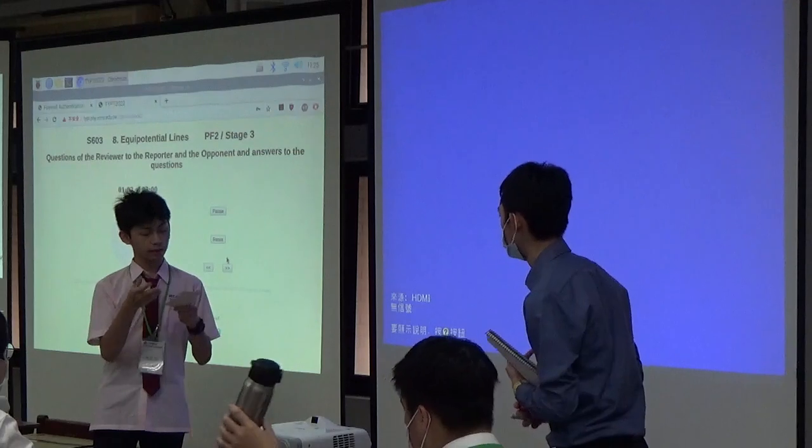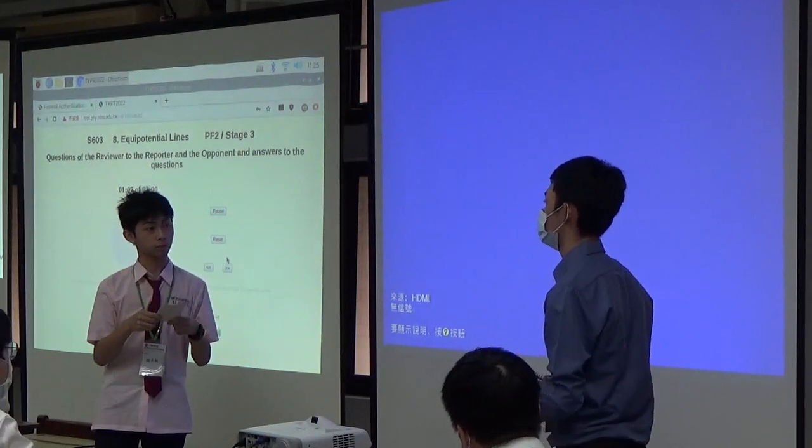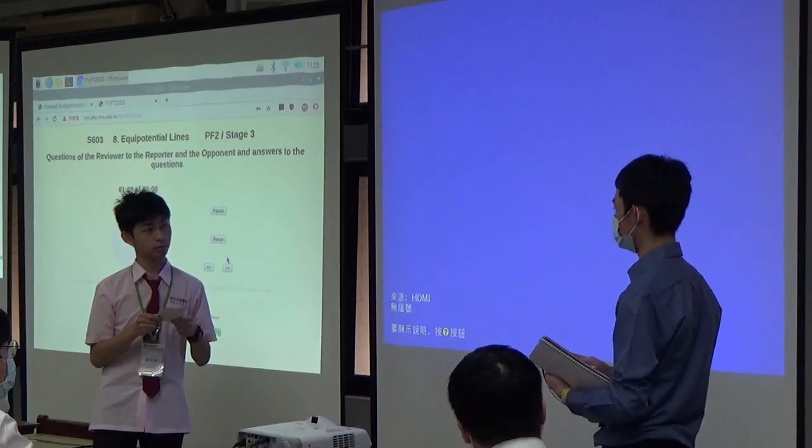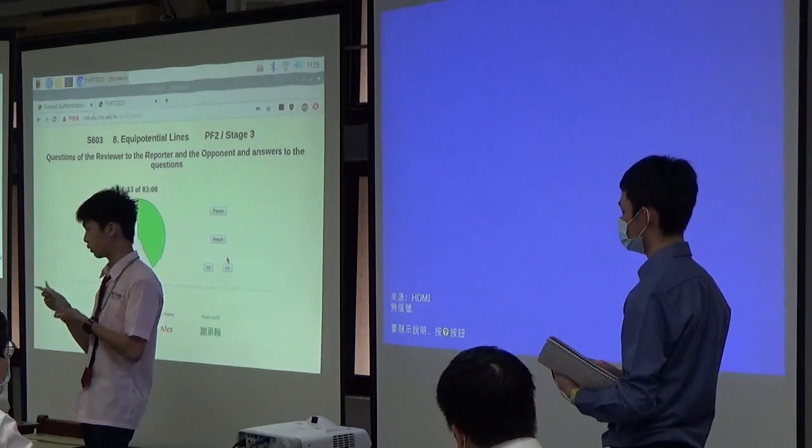Excuse me, could you repeat? What do you think is the effect of the angle of the anode and cathode? They would change the magnetic field. It will change the magnetic field. Okay. So my next question is for both of you.